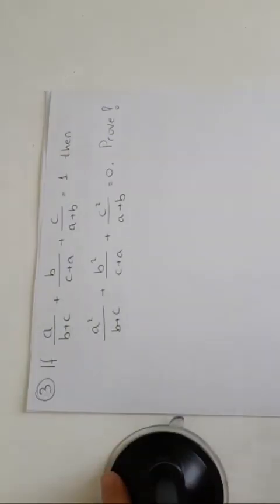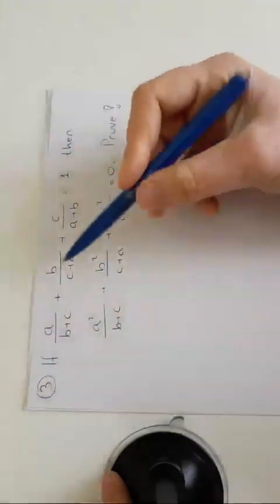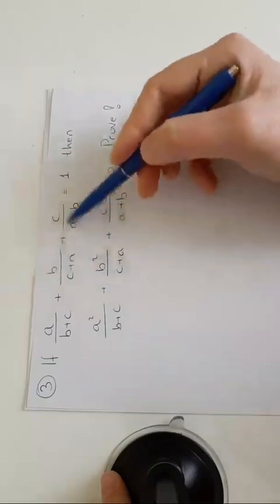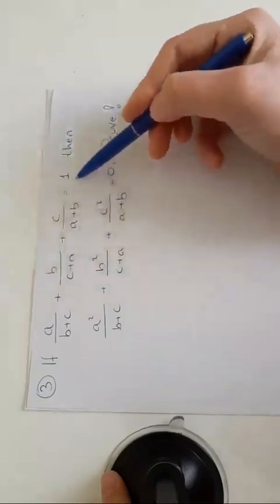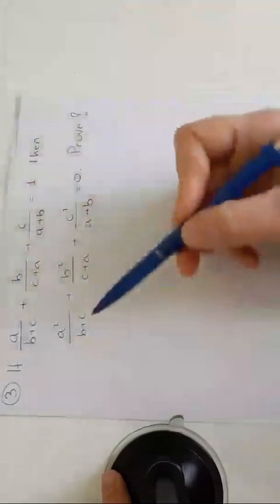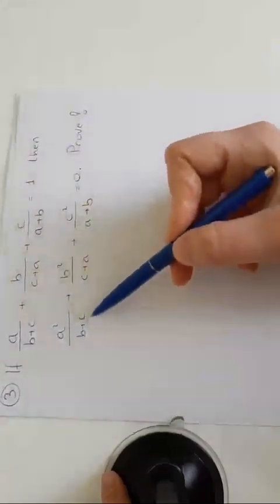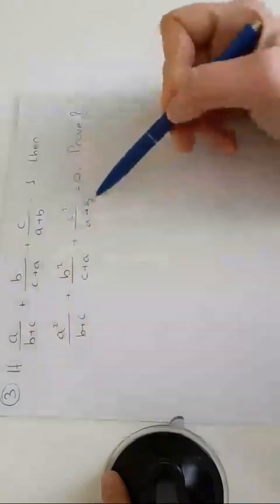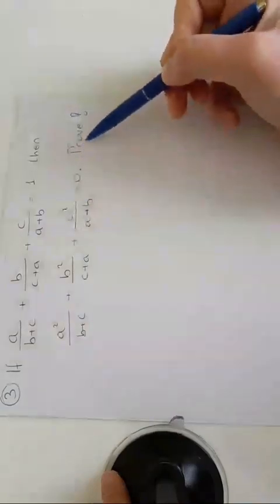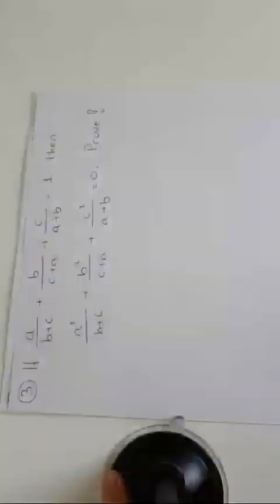Here is the question. If a over b plus c plus b over c plus a plus c over a plus b is equal to 1, then a squared over b plus c plus b squared over c plus a plus c squared over a plus b is equal to 0. Proof: we need to prove that this part is equal to 0.